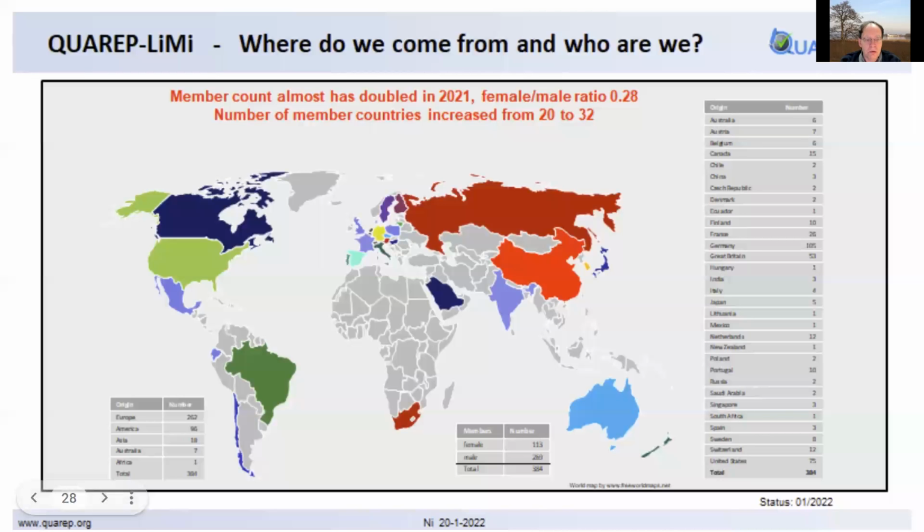So next slide, please. QUAREP-LiMi is really quickly growing. Sorry for the poor quality. I think I made a mistake when I copied this into the presentation. So you see we are covering now a large majority of, I would say, countries doing microscopy. We still have some white spots and we are working on improving that. We have grown now to 384 people, and we are still growing fast, and the number of countries is also still increasing. Next slide.